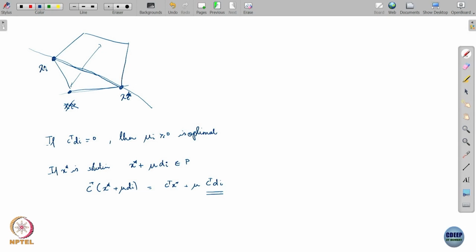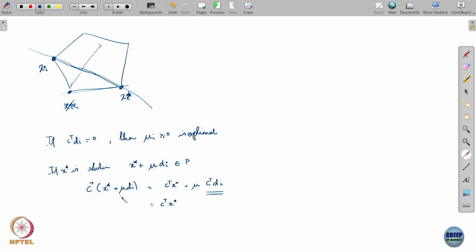C transpose di is 0, right. So, this means this is equal to C transpose x star. So, what this means is if x star is a solution and di is a direction such that C transpose di is equal to 0, then x star plus mu di is also a solution for any mu greater than or equal to 0, right. So, I can keep adding this mu di to my point x star and I will keep generating a solution.